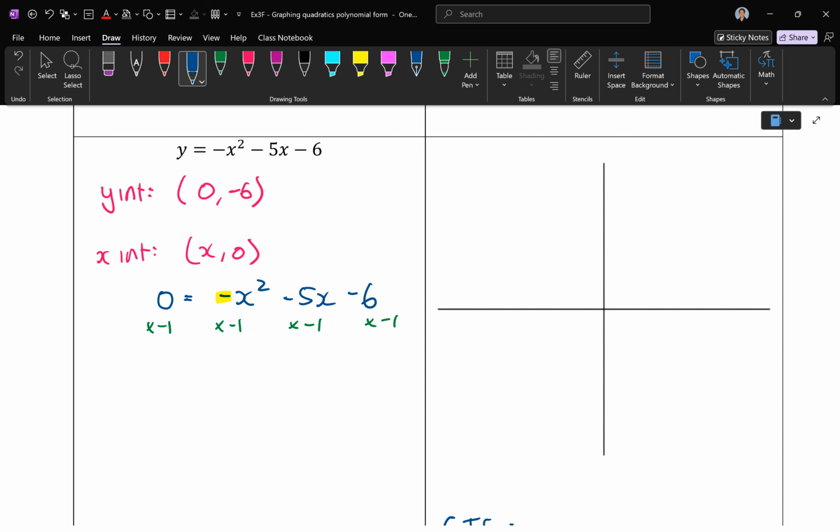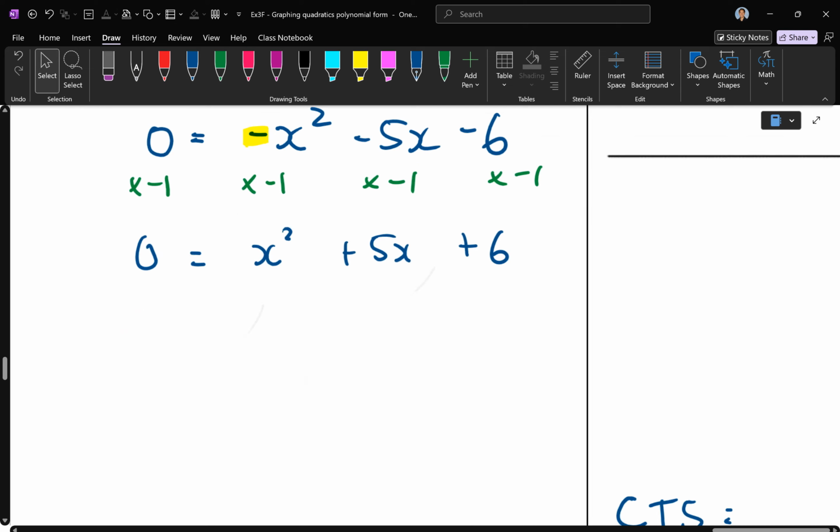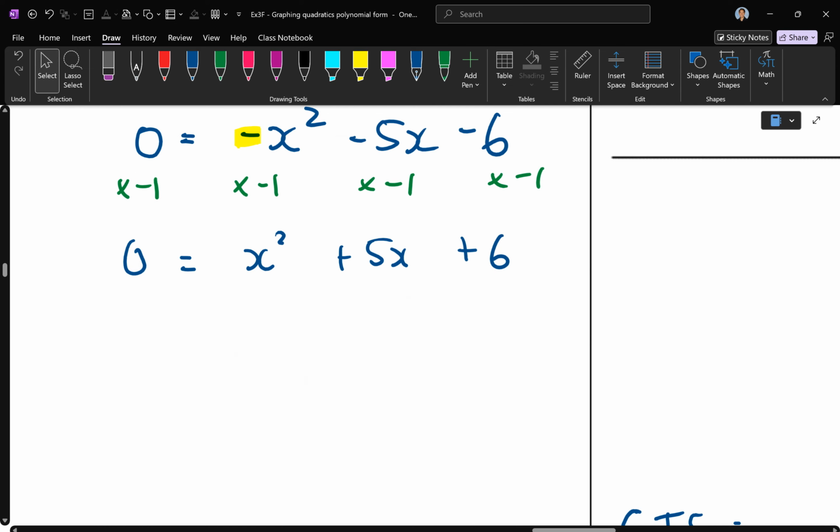So from here, I would then have 0 is equal to positive x squared plus 5x plus 6. It's an equivalent equation. There's nothing wrong with that. Okay? And this only works because I'm solving. So I can change the equation because I'm solving for x. So here, why I like the positives, because now I can test with my cross method.